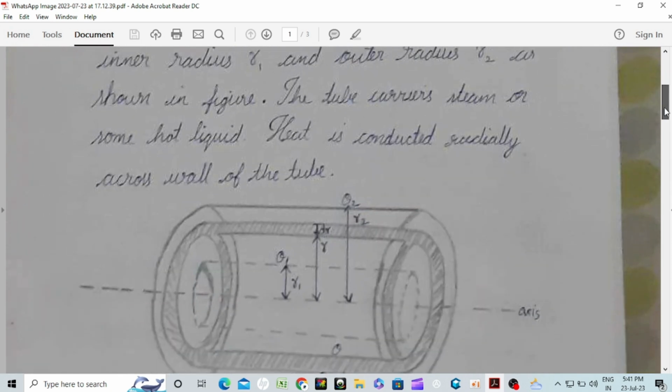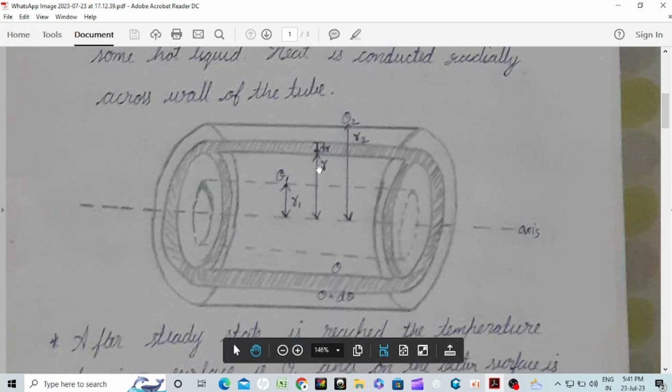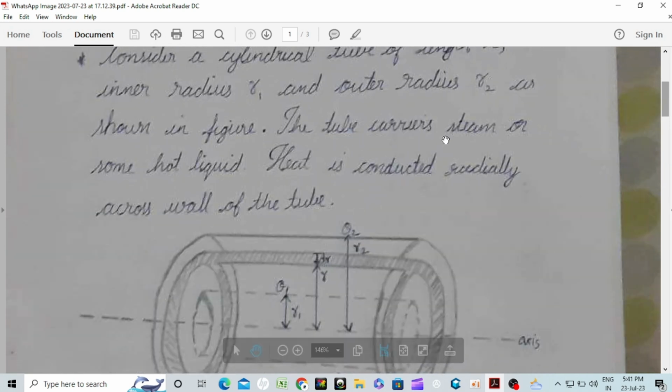I have drawn the figure here. See, this is the inner cylinder, its radius is R1, and this is the outer cylinder, its radius is R2. The tube carries steam or some hot liquid. The inner cylinder carries some steam or hot liquid. So heat is conducted radially across the walls of the tube.